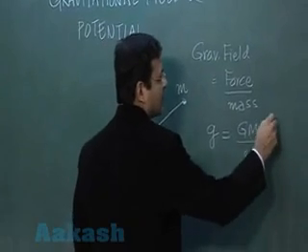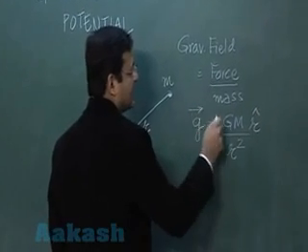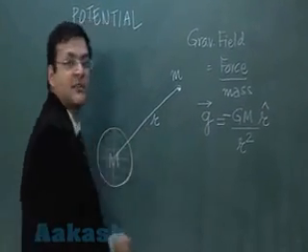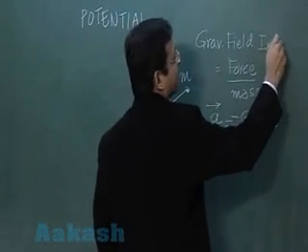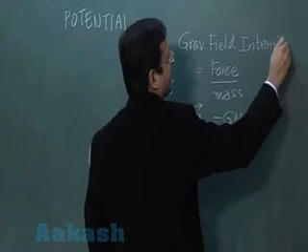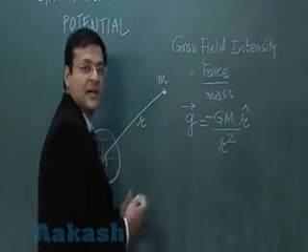If you look at it in vector terms, you will find that it can be represented this way. This is the gravitational field. Sometimes it is also called gravitational field intensity. We will be dealing with this later on.